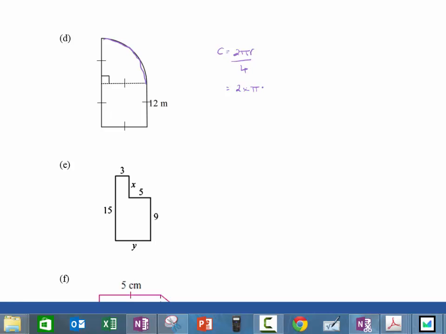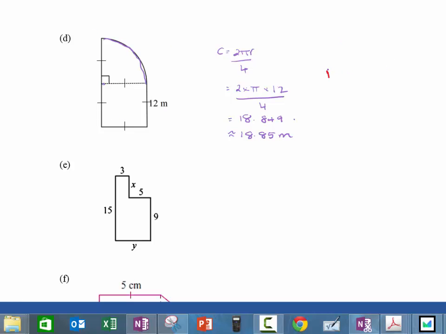So 2 pi, my radius is 12, because all these sides are 12, and this is a quarter of a circle. So my radius is 12, divide it by 4, and what I end up with is 18.849, some other numbers, so that's approximately 18.85 meters.